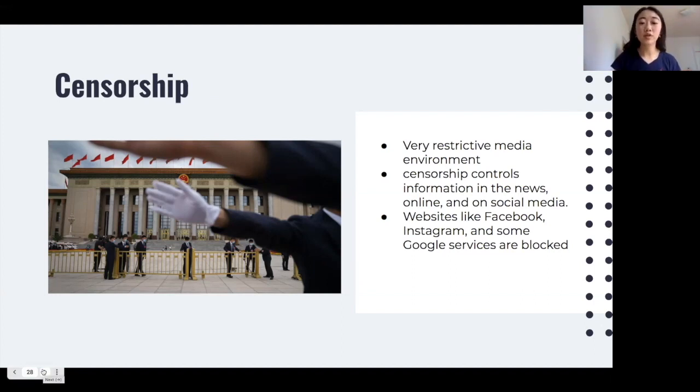And the government also occasionally will use libel lawsuits, arrests, and other means to force Chinese journalists and media organizations to censor themselves. So even though they technically have free speech and freedom of press, there's a ton of restrictions and a lot of censorship in China.